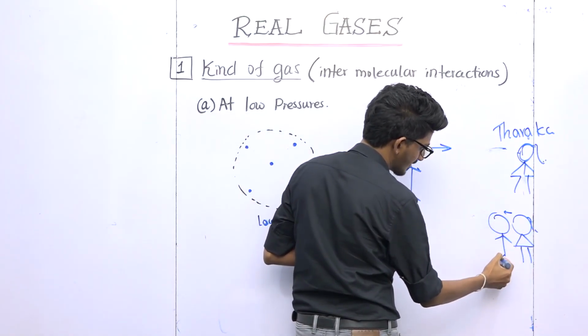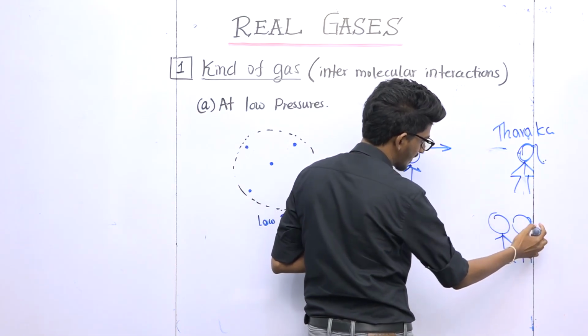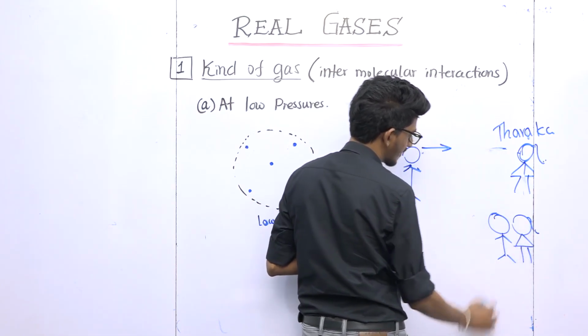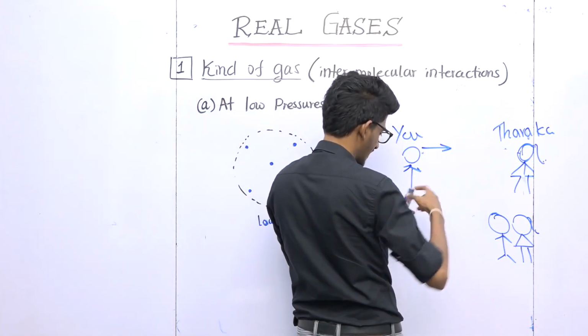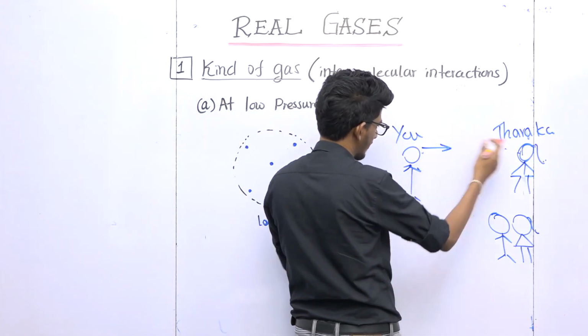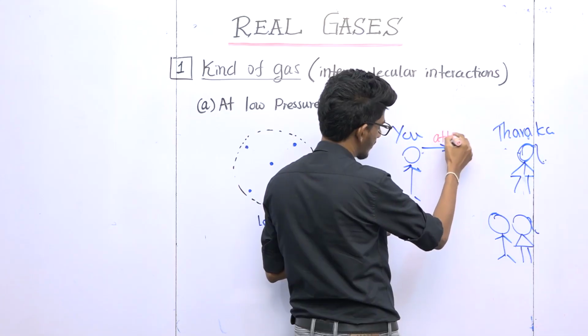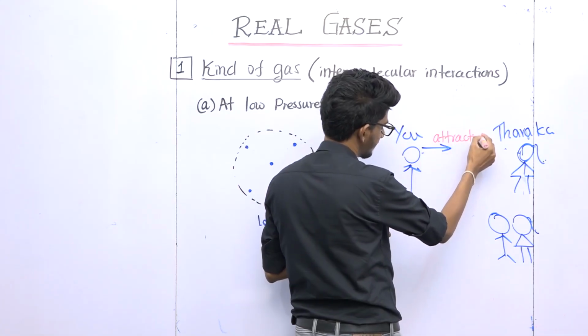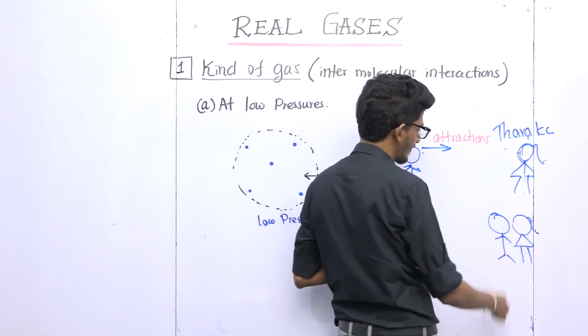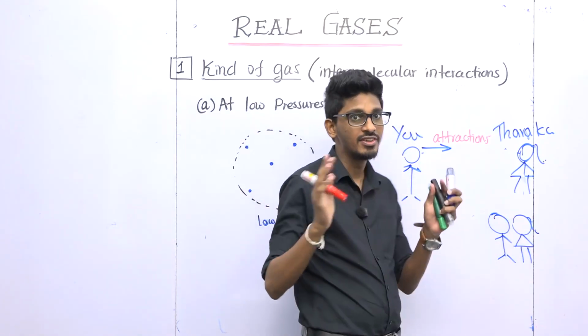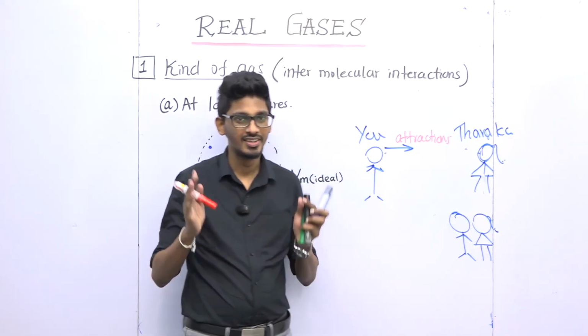When the particles are very very close to each other, what will happen? In this position, it is attraction, right? When the particles are at some distance, attractions will be there. When the guys are very very close to each other, what will happen? Now you see the defects on her face.